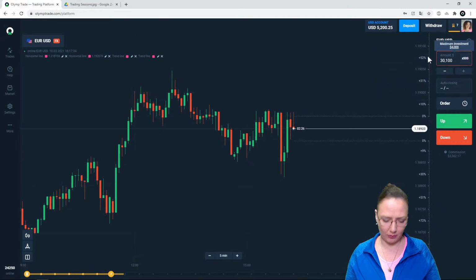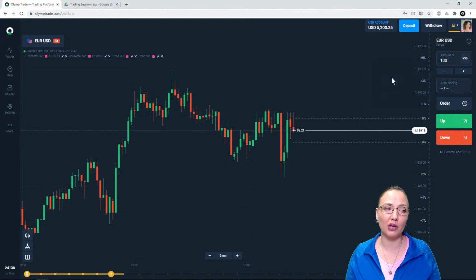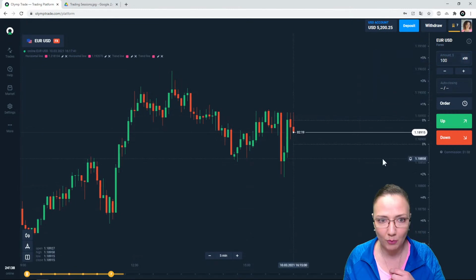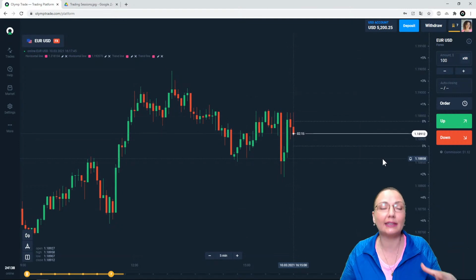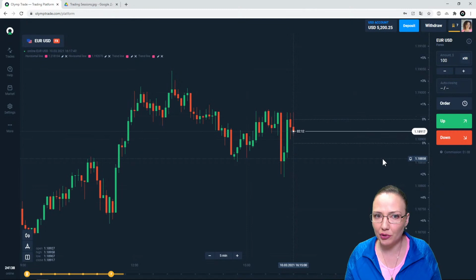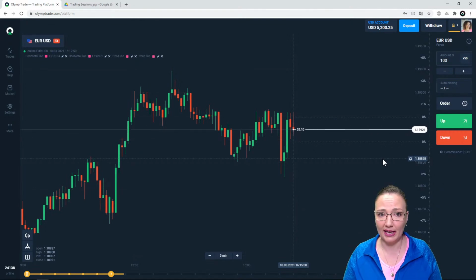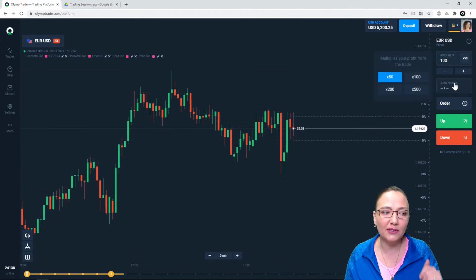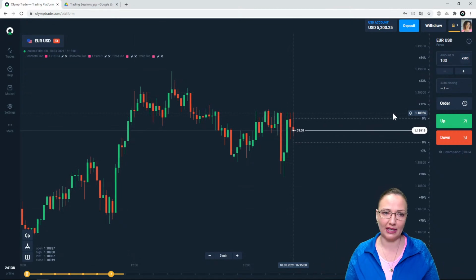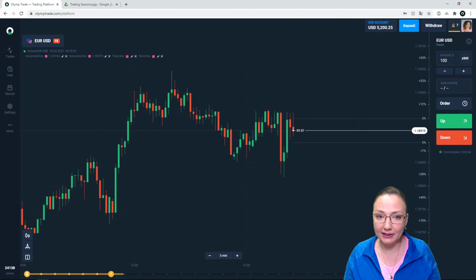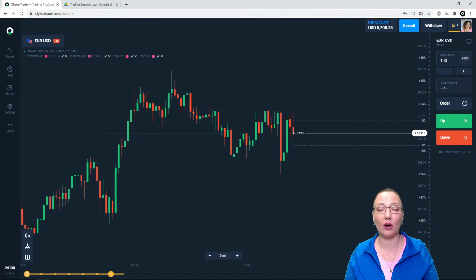What does this mean? This means that if I enter my trade for $100 and I'm using the 50 multiplier, it's as if I'm actually trading with $5,000. And if I choose the ×500 multiplier, it's as if my trade is actually $50,000. That's a pretty big difference, which definitely has an effect on our profit.